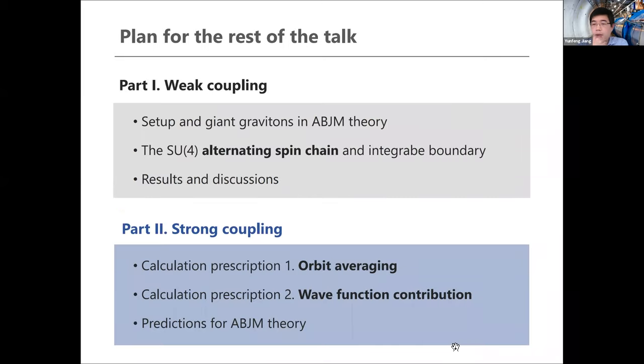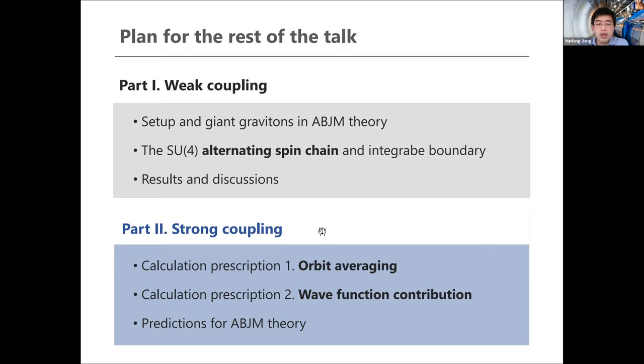Okay, so let me continue. As I said, we have two papers computing these correlation functions in ABJM theory. Naturally, the rest of this talk will be divided into two parts. In the first part, we'll be considering the weak coupling computation. We'll discuss the setup and also the spin chain related to this. And then in the second part, we will be talking about the strong coupling calculation.